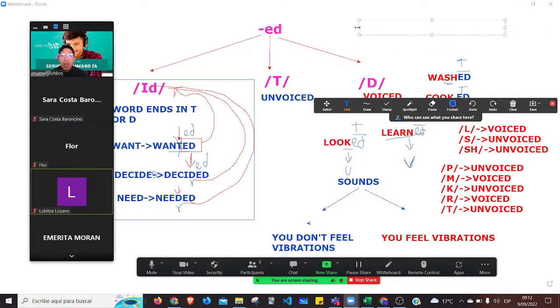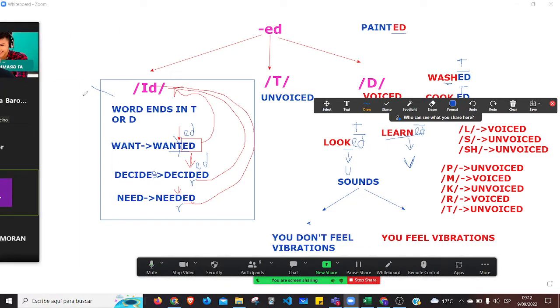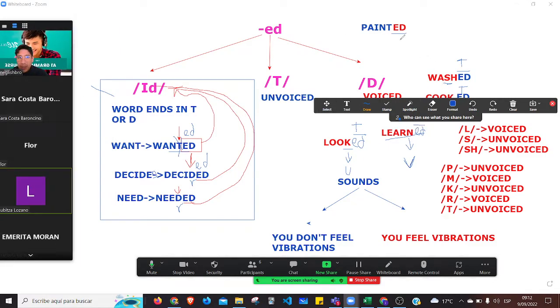What about this one? Paint. When you add ed, this ed sounds like T? No. Look at this here. When the word ends in T or D, you pronounce this like ed. So you say painted, painted, painted.